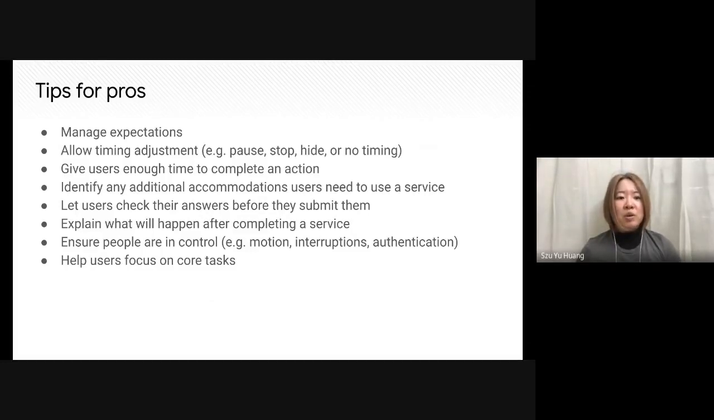And also ensure people have controls. Especially, as I mentioned, don't override any of the user's operating system settings for motion and interruption, and consider authentication, these kinds of things. A lot of times within the operating system's accessibility settings, the user can make the adjustment there. Just make sure you don't create another barrier or ignore those settings, and help the user on the core task.